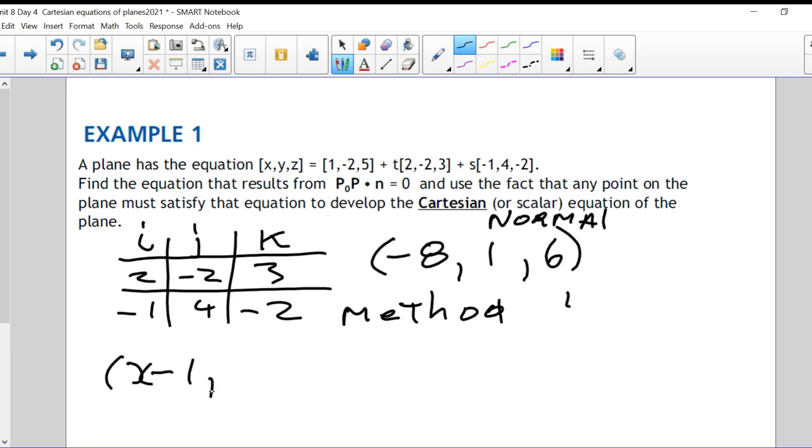And then I'm going to say y + 2, which means I'm taking the y value and subtracting -2, which is y + 2. And the third one would be z - 5. Then I'm going to dot that with this normal vector that we just talked about and set that equal to 0, -8, 1, and 6.